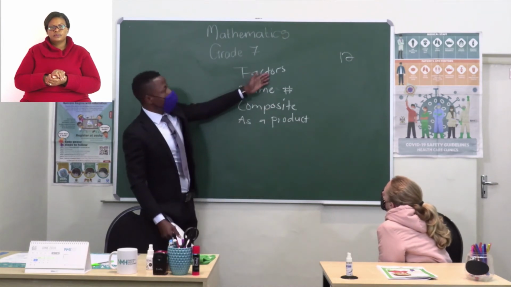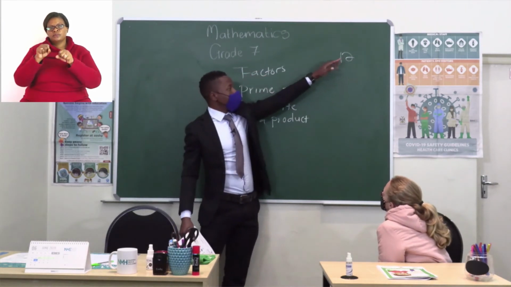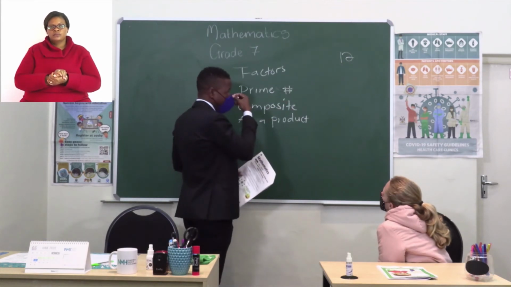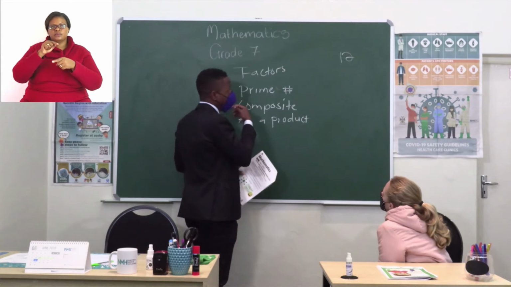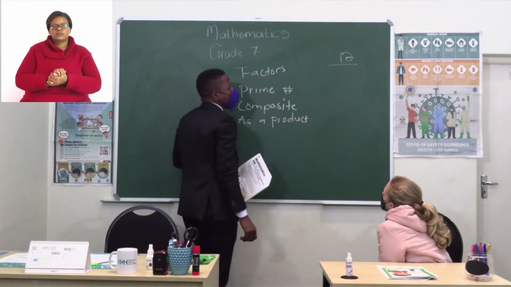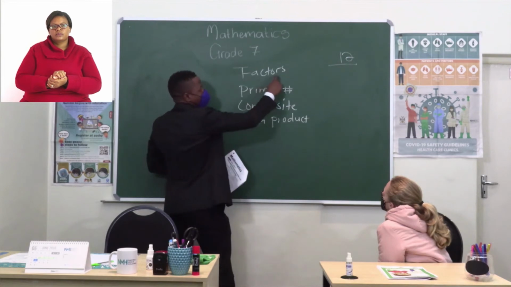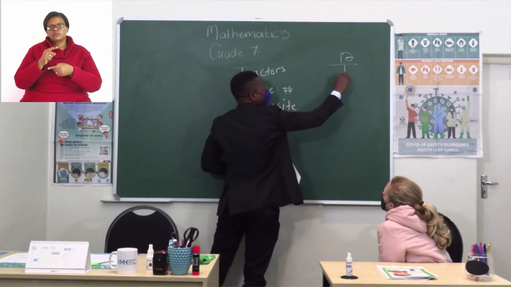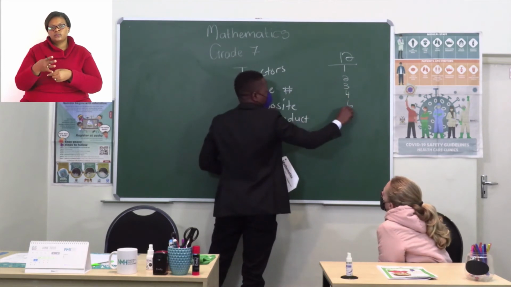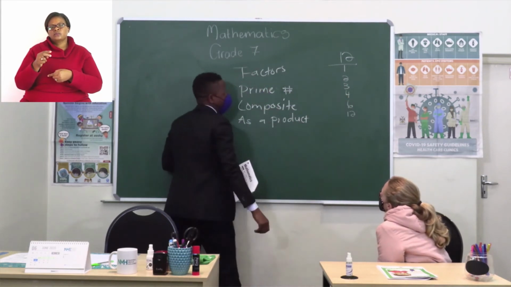The first one, we need to find all the factors of 12. A factor is a number that goes into a number without leaving a remainder. Factors of 12 are 1, 2, 3, 4, 6, and 12.